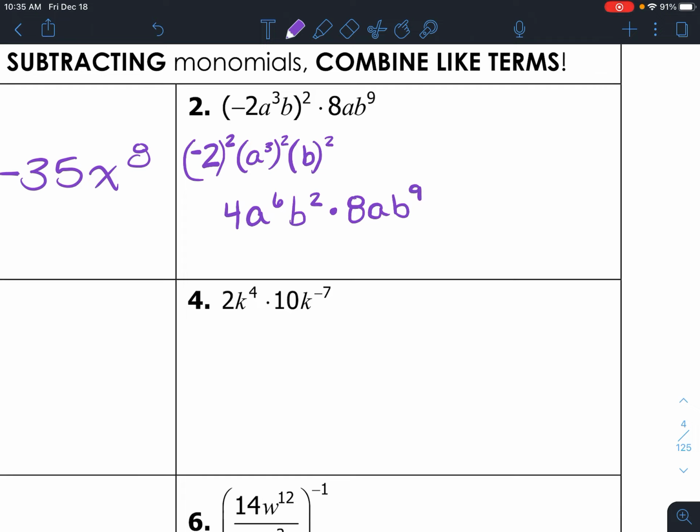8ab to the 9th. So now we multiply, so 4 times 8 multiplied is 32. A to the 6th times a is a to the 7th. B squared times b to the 9th is b to the 11th. And that's your final answer.